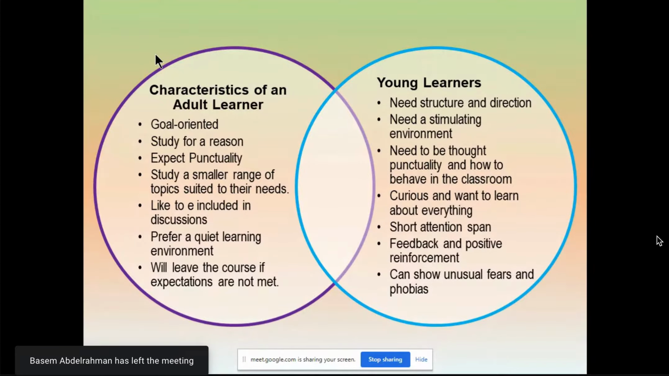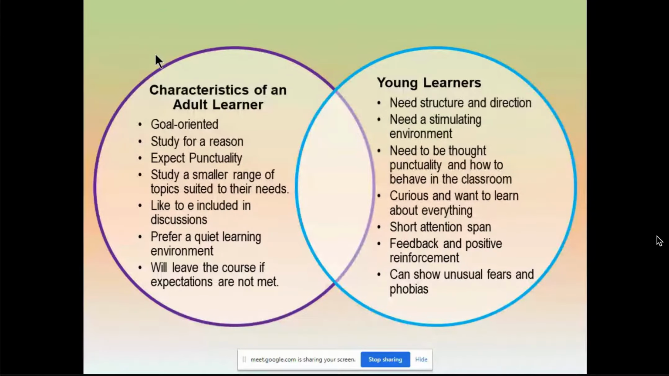The first one, the adult learners are goal-oriented. They study for a reason, expect punctuality, study a smaller range of topics suited to their needs, like to be included in discussion, prefer a quiet learning environment, and will leave the course if expectations are not met. So adult learners usually enroll themselves in a course because they want it or they need it for a job, for example, language classes or master's degree, and some online courses. So if all of these expectations are not met, they will leave it.